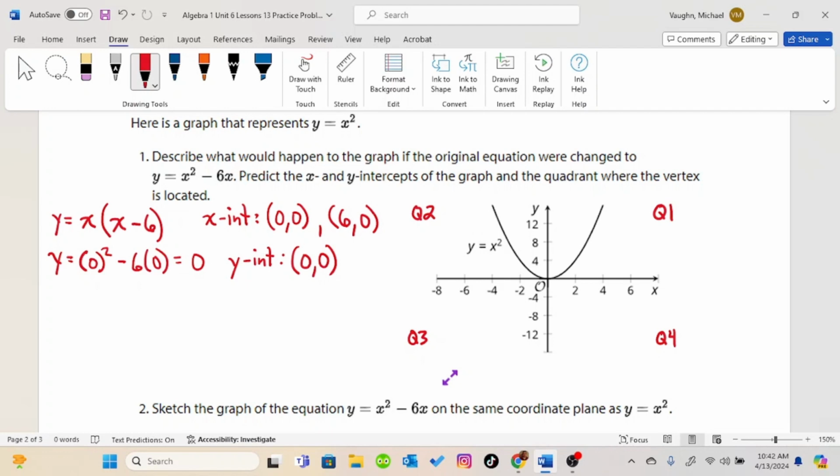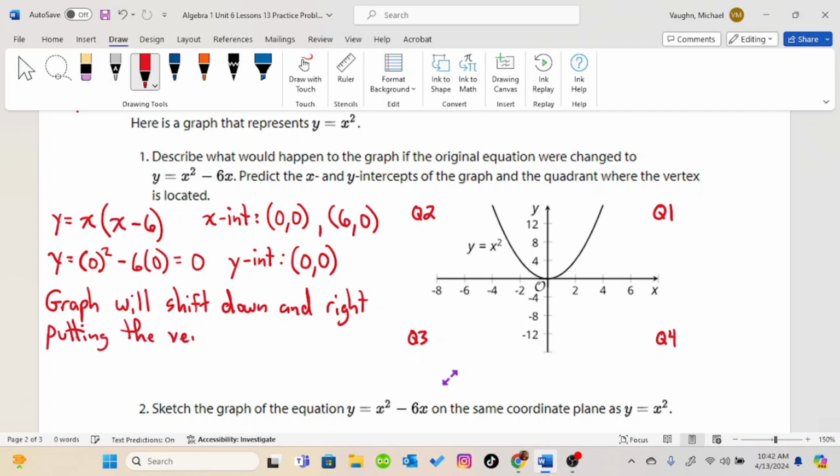I would need to shift this graph down and to the right to have these x-intercepts. So the graph will shift down and right, putting the vertex in quadrant 4.